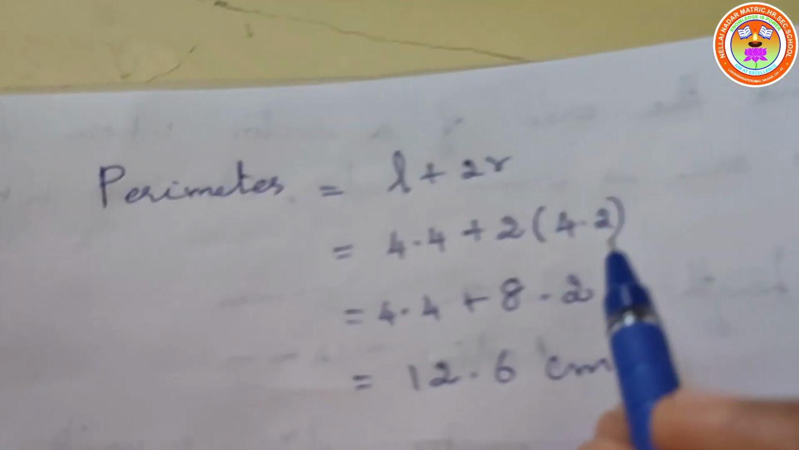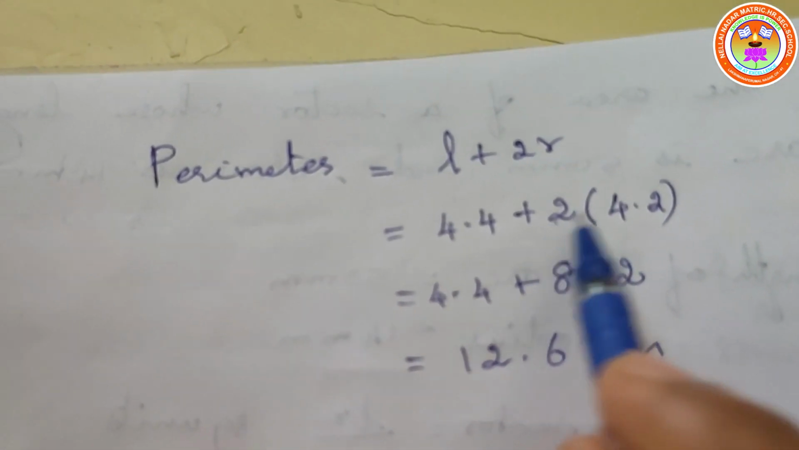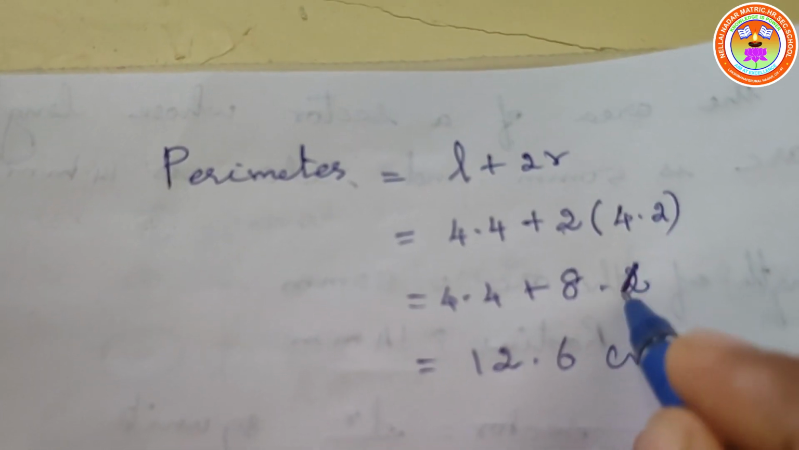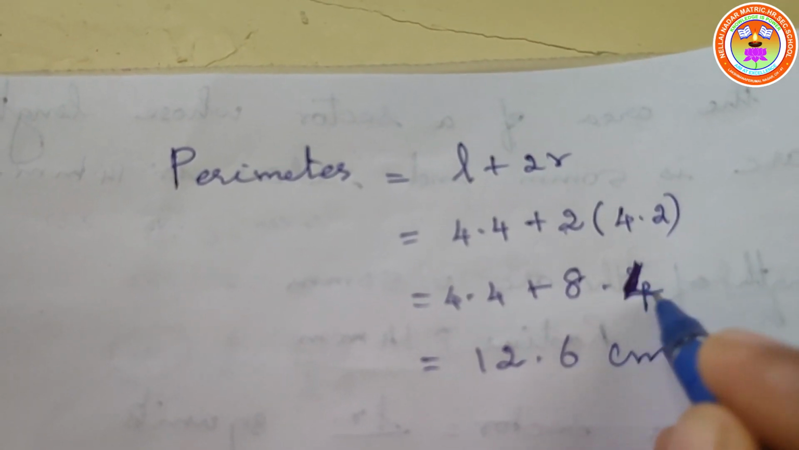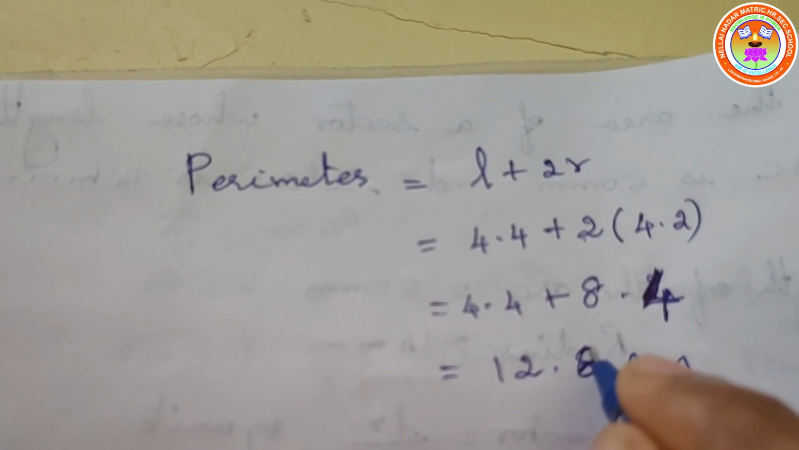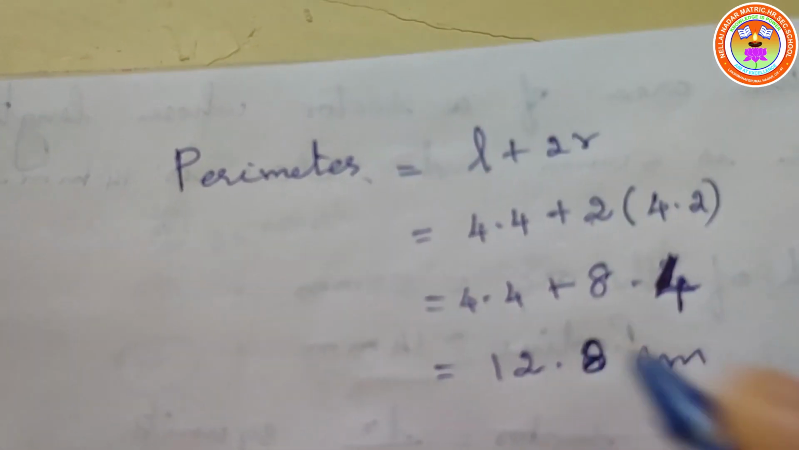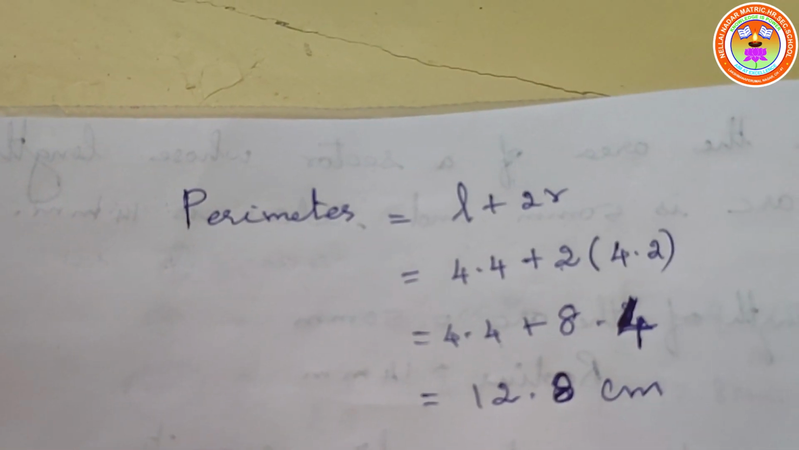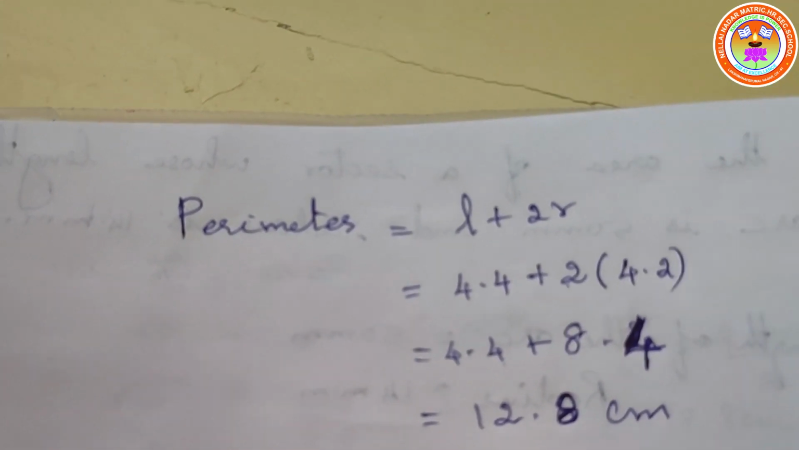Sorry, here there is a slight mistake. 2 2s are 4, so change it into 4. So 4.4 plus 4, 8, it's 12.8 centimeter. Shall we move on to the next question?